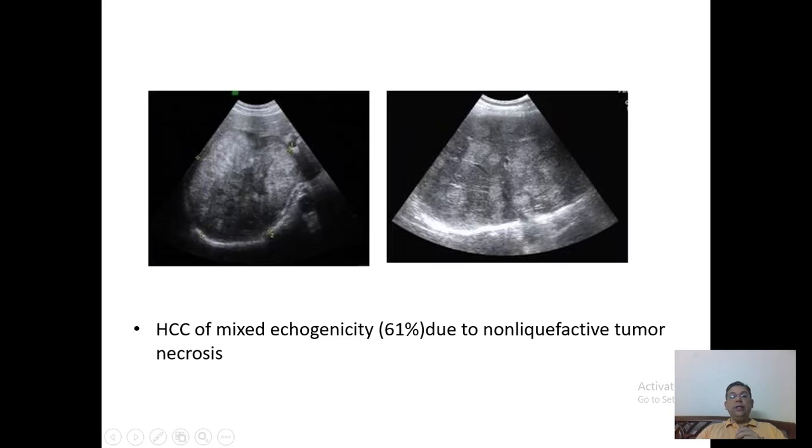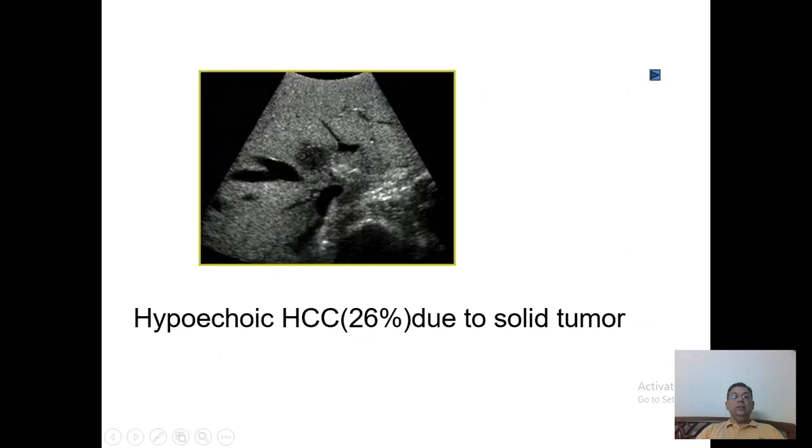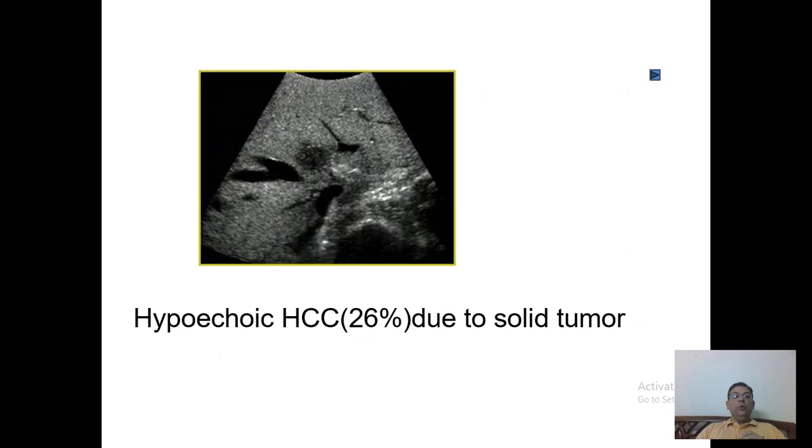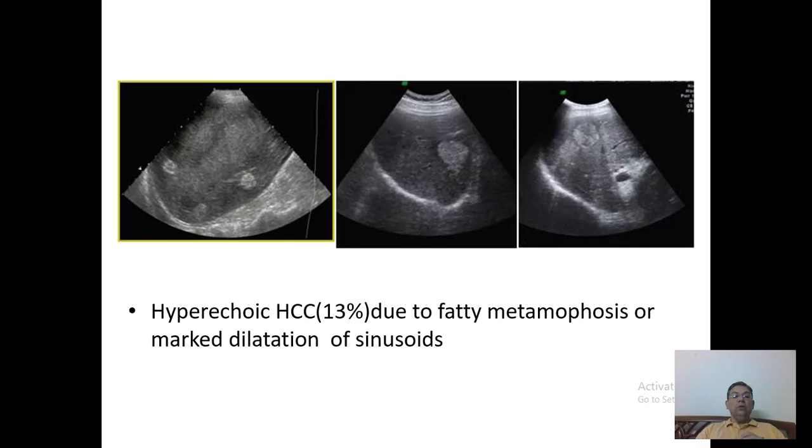Now, about 60% of the hepatocellular carcinomas present with this kind of picture on an ultrasound. Remember, what did we say? What is a hypoechoic lesion? A hypoechoic lesion in the liver on an ultrasound means it is more solid than the rest of the parenchyma. So it is a solid lesion, and about a quarter of the hepatocellular carcinomas, 26%, have this kind of solid lesion, but about 60% have mixed echogenicity, both solid and liquid, and then about 13% of them have this kind of hyperechoic appearance.